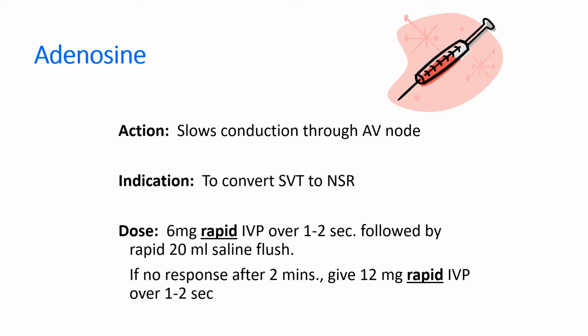If there is no response, after 2 minutes you can also give 12 milligrams rapidly IV, again over 1 to 2 seconds. If it does not convert, they may want to do elective cardioversion, or if it's not a re-entry, then they would treat the patient with beta blockers or calcium channel blockers.